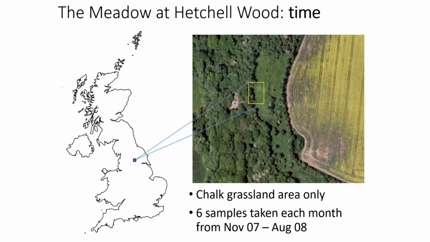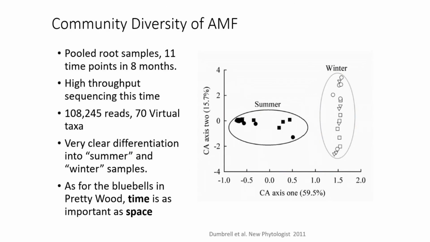It's very unusual. This is not easy data to collect, and therefore people do tend to take one set of samples, and there's not very many time series in the literature. Here we've got pooled root samples, 11 time points in 8 months, back to high throughput sequencing, 108,000 sequences this time. And here again, the ordination shows very, very clear differentiation into summer samples and winter samples, right? So both time and space are important.